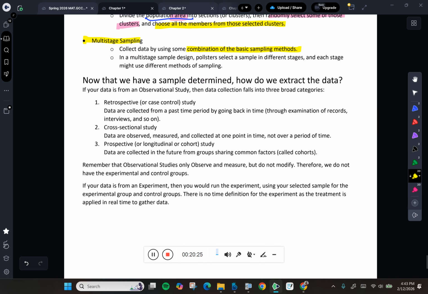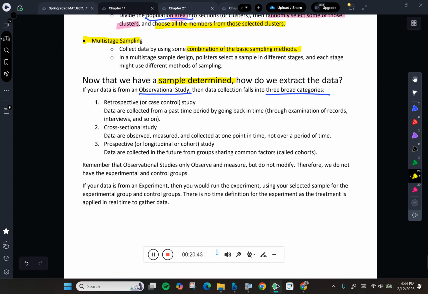Suppose that you've set up your experiment, you've figured out how you're going to get your sample, so you've got your sample determined. How do you get your data then? Well, if what you're doing is an observational study, there are basically three broad categories.